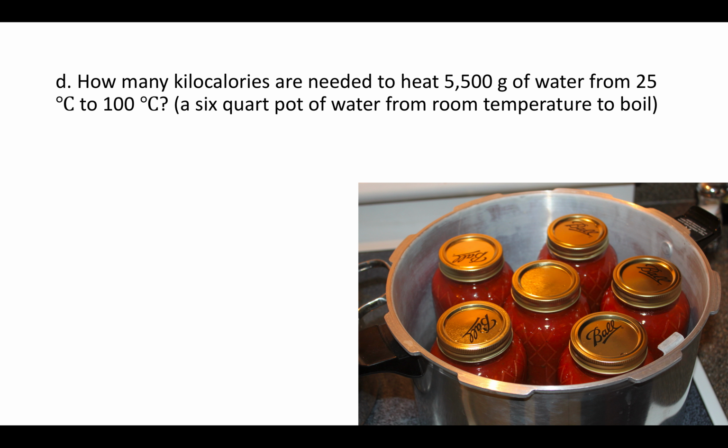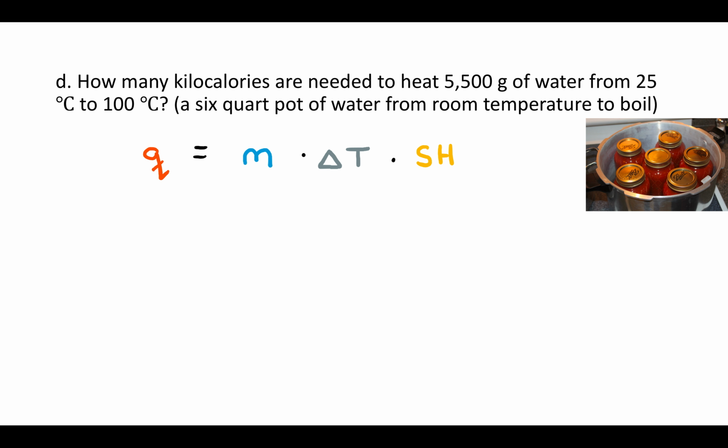So whenever they ask about how much heat you need for something, write down the heat equation. Q equals M times delta T times SH. And then write each of those variables separately so that as you read through the problem, when you hit a number, you can organize it. So it says how many kilocalories? Kilocalories are a unit for heat.